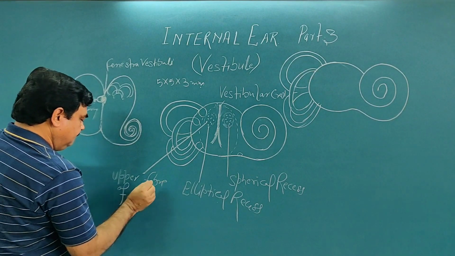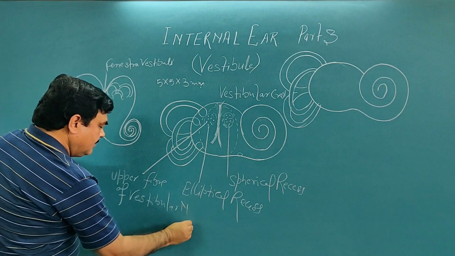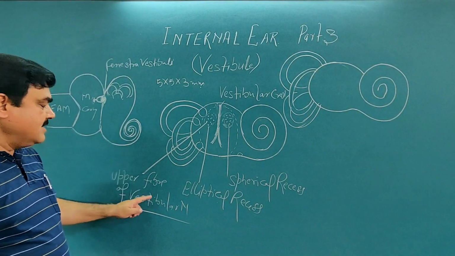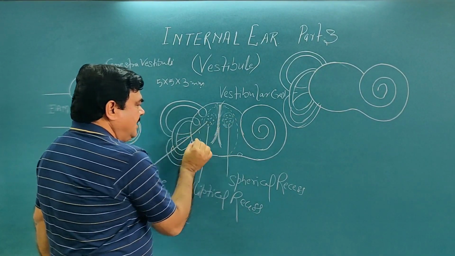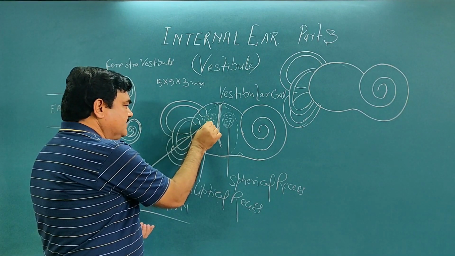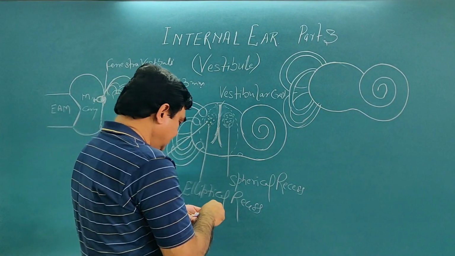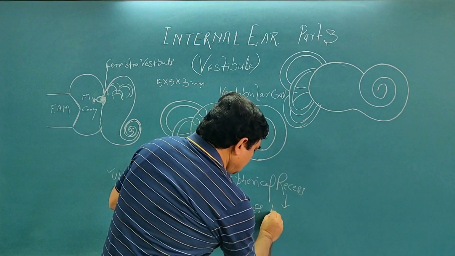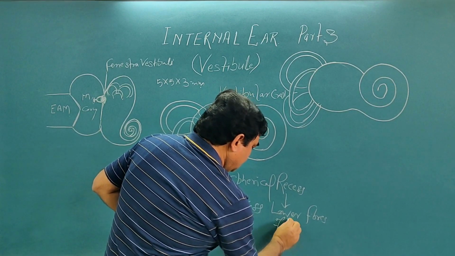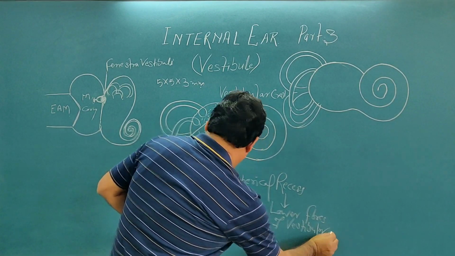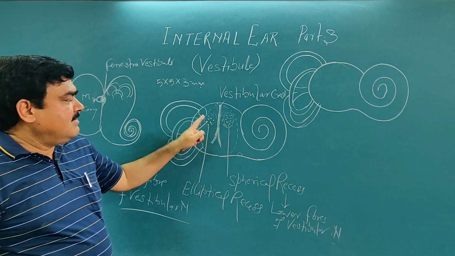the vestibular nerve. So the upper fiber of the vestibular nerve passes out through this foramen, and through these foramina in the spherical recess, the lower nerve fibers of the vestibular nerve pass. So the lower fiber passes through this, and the upper fiber passes through this foramen.